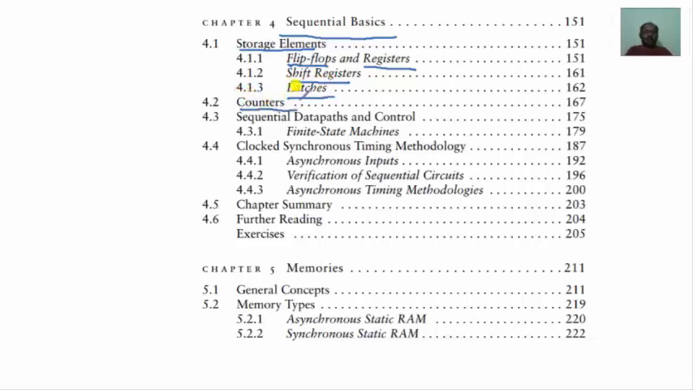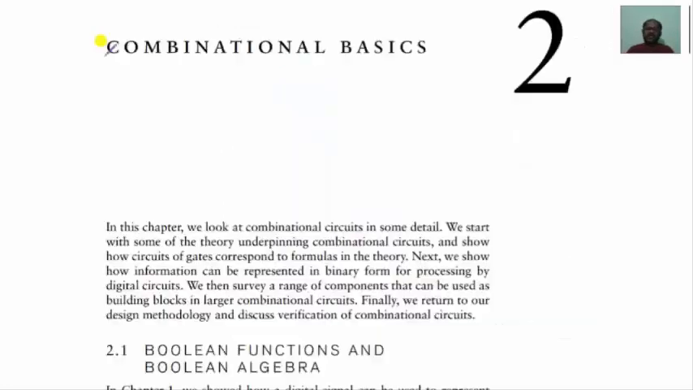You have two variants of counter. The first one is the synchronous counter and the second one is the asynchronous counter. In digital circuits we will also talk about ring counter and twisted counter. We will talk about sequential data path and control. In the case of finite state machines, we will talk about the Mealy model and Moore model. We will talk about clocked synchronous timing methodology, including asynchronous inputs, verification of sequential circuits, and synchronous timing methodologies. All these things we are going to discuss in this video.